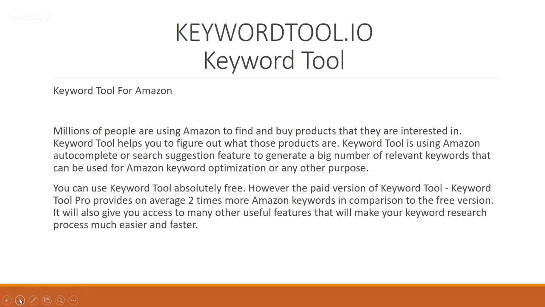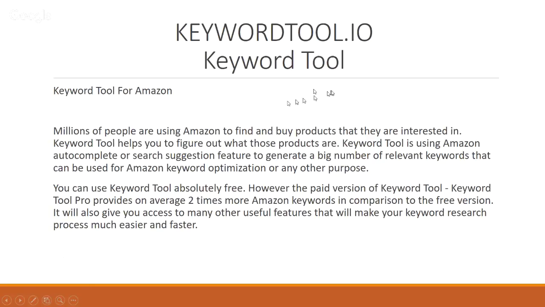So look at the next one. Now, this one's been around a long time. We've been using this for years. It's keywordtool.io, sorry. And again, it's specifically for Amazon keywords.